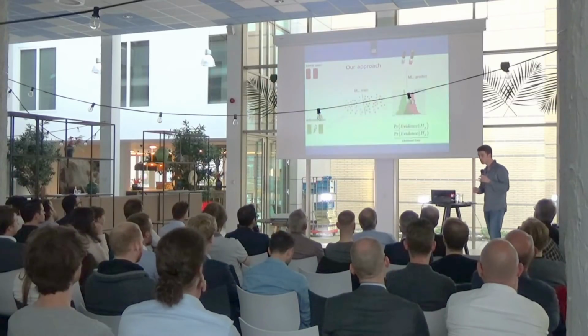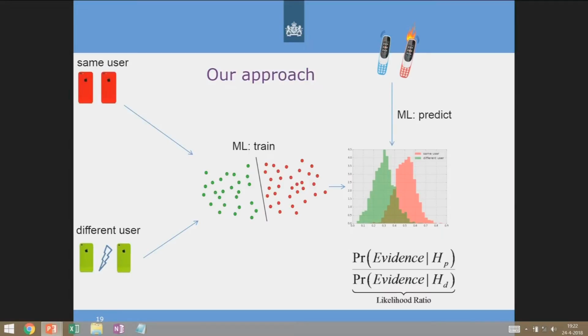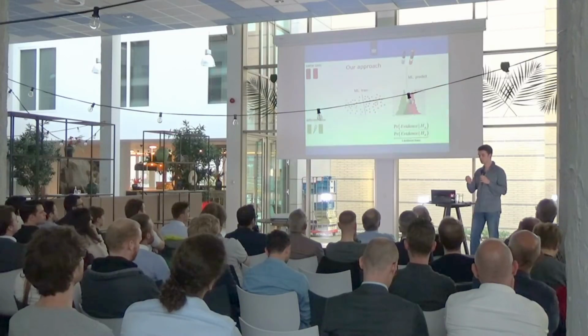So this is our approach to the problem. It's a machine learning approach. We first collect a lot of data from cell phones, movement data from cell phones. Some of these cell phones have the same user, and some of these cell phones have different users. And I'll tell you a little bit more about the data collection process later. And we then train a machine learning system that tries to classify, based on a few features that I'll talk about later, whether or not two phones have the same user.